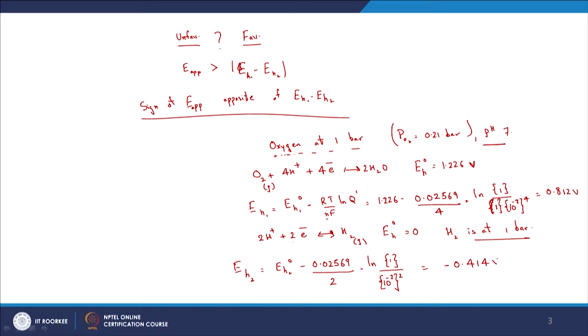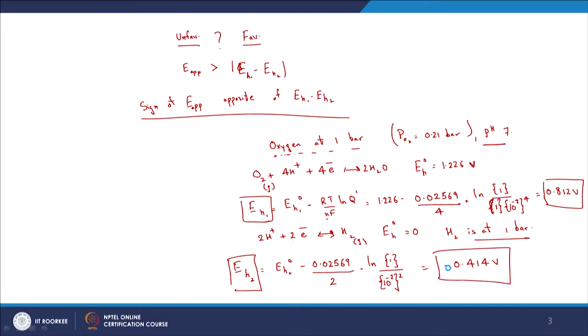With this, the value is going to be equal to 0.414 volts. So here let us just summarize what we have. You have EH1 equal to 0.812 volts, and EH2 is going to be equal to minus 0.414 volts.